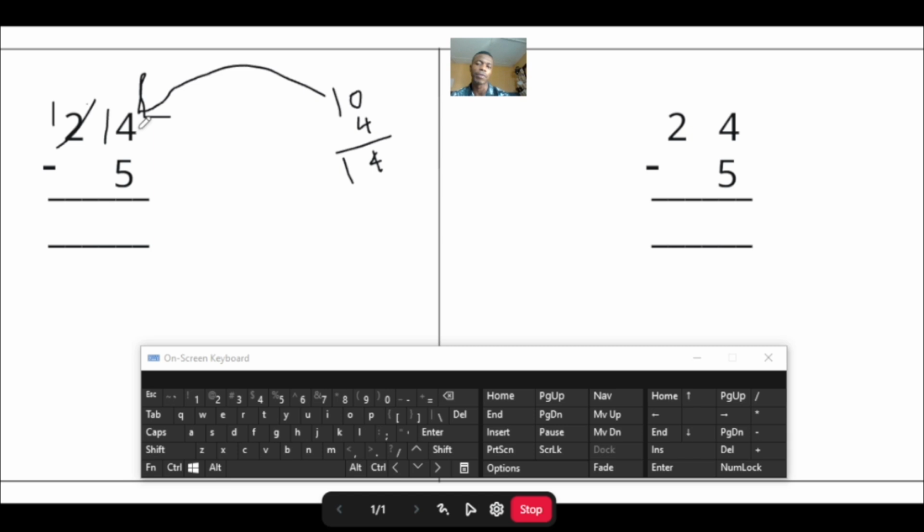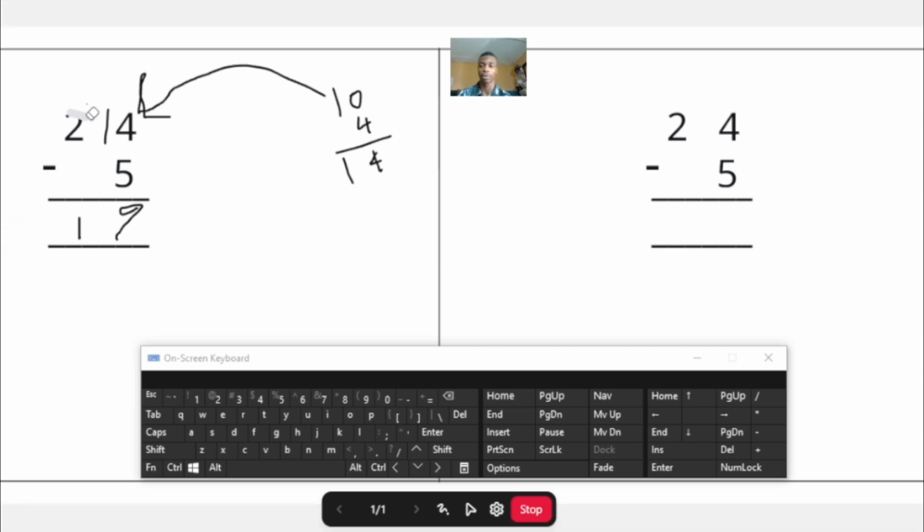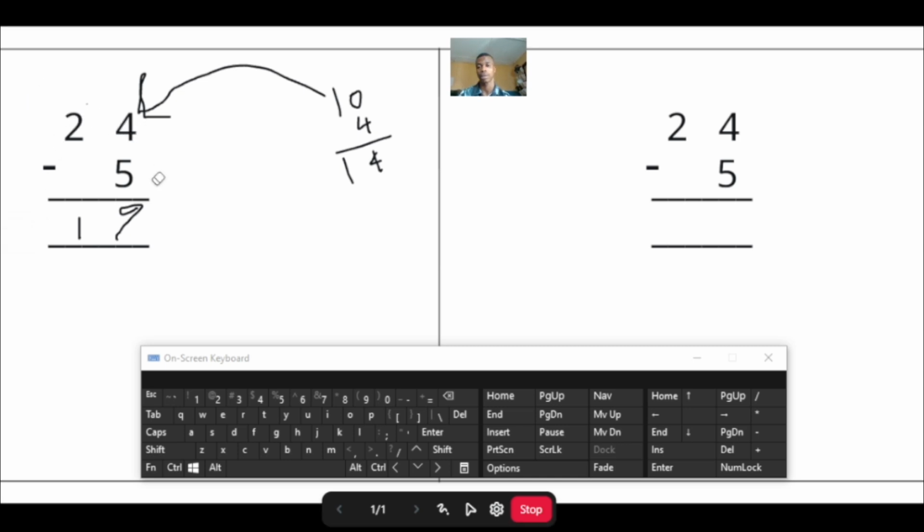Now 14 minus 5 is 9. Now this 2 remains 1 and I bring it down. We have 19. So the final answer for 24 minus 5 is 19.